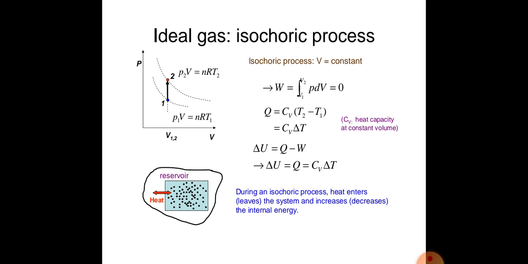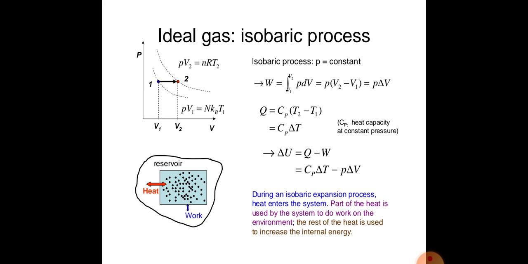So during an isochoric process, heat enters or leaves the system and increases the internal energy. The final equation for the internal energy is ΔU equal to Cv into ΔT, and the unit of this equation is joules per second.